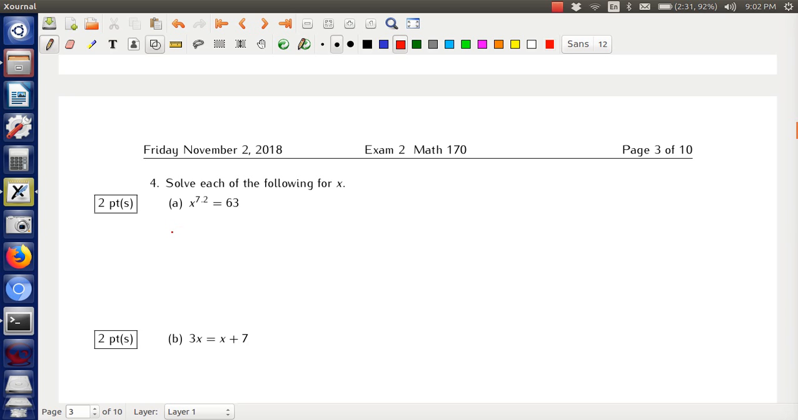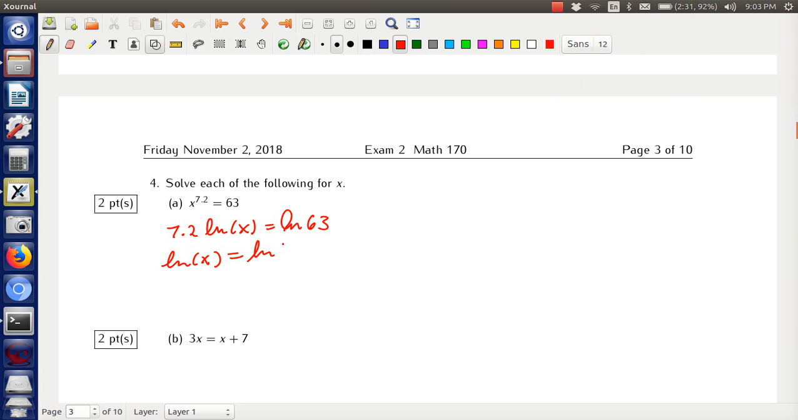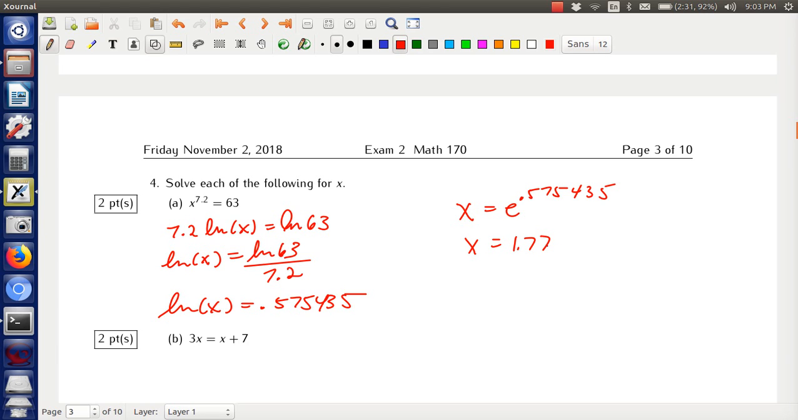Well, you could take the natural log of both sides and then you get the following. Then what do you do? Well, what you actually do is you solve for natural log of x, and then you find out natural log of x is, I don't know, 0.575435. Give me some decimals, please. Then what do you want? You want to find x, so x is equal to e to the 0.575435, and then you find out that x is something close to this.